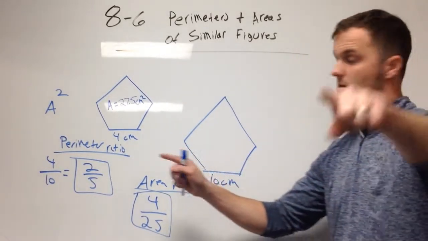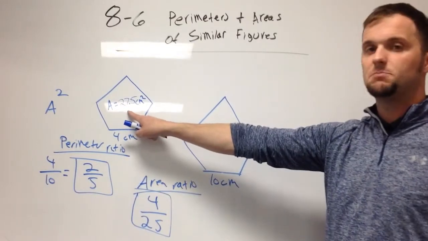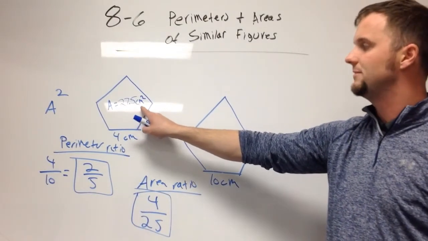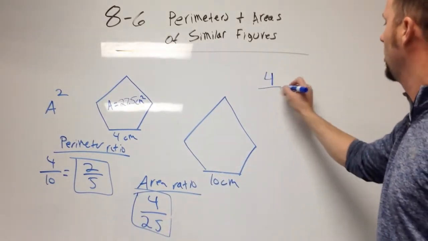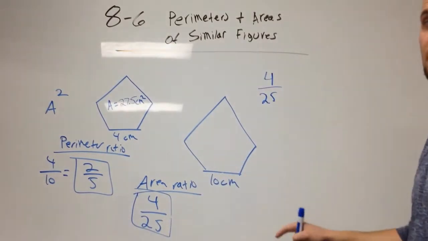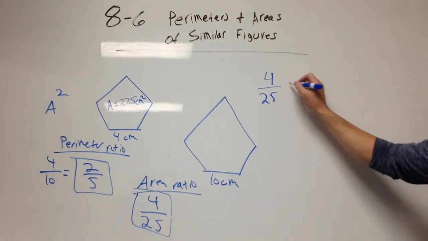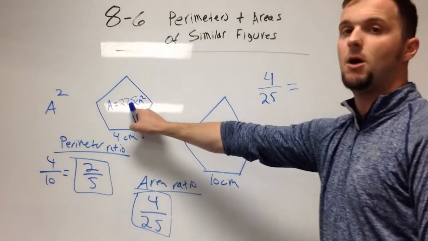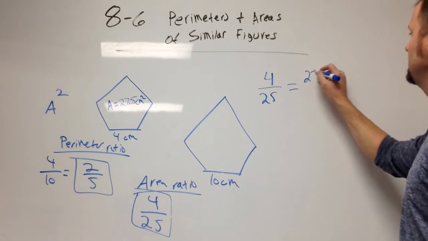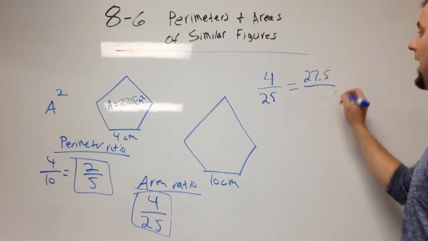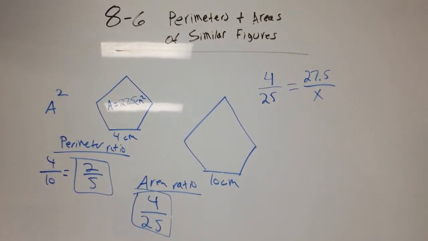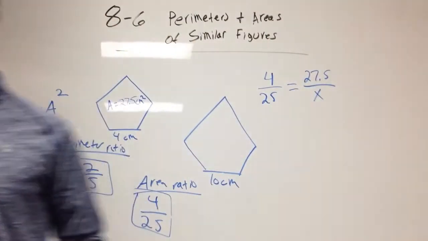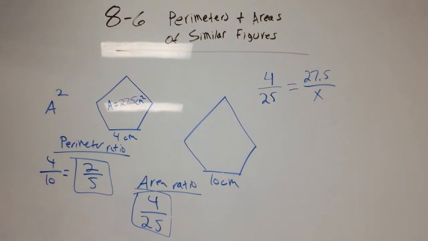Because look, right now, I can see the area of the smaller one is 27.5 centimeters squared. So right now my area ratio is 4 over 25. Remember, smaller one to bigger one. So right now I know my smaller area, which is 27.5, and then I need to find the bigger one, which I'm going to represent as x. So now literally all I got to do, ladies and gentlemen, is cross multiply and solve for x.